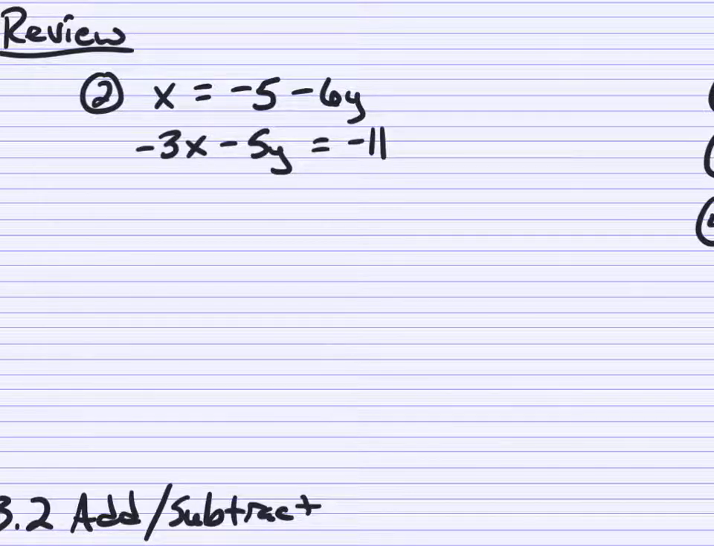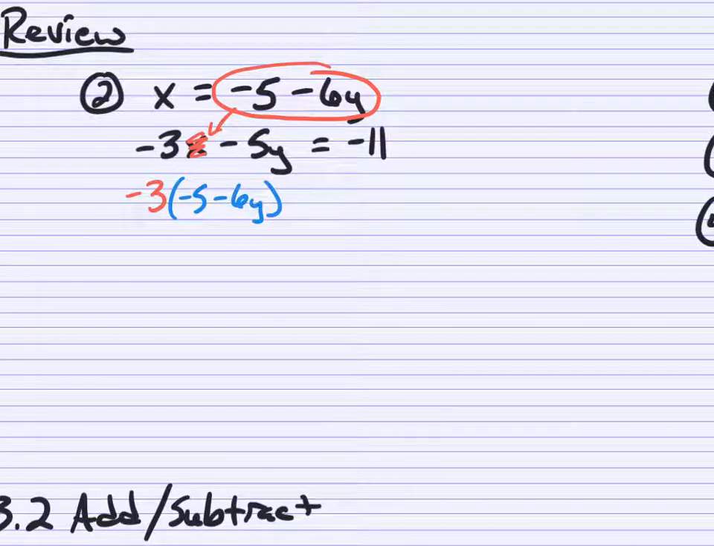But instead, do you see a variable all by itself? X. So since the x is by itself, we scribble out the other x, but we have to put in something of equal value. So we are going to substitute in a negative 5 minus 6y. So it's negative 3, but instead of times x, times negative 5 minus 6y, minus 5y equals negative 11.